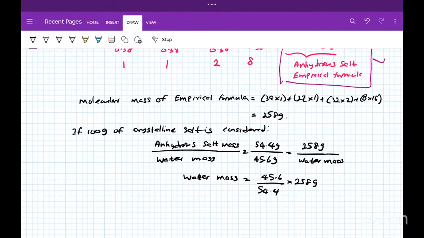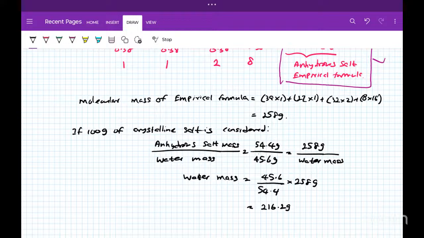So this is the water mass, right? I'm considering a ratio because the percentage is given. Percentage can be taken as a ratio for this one. So you can take an answer for this one. I will give you the answer. This answer should be 216.2 grams. So this is the water mass.